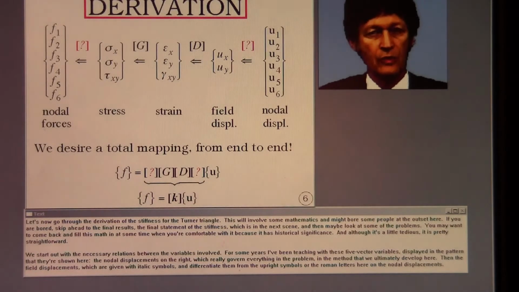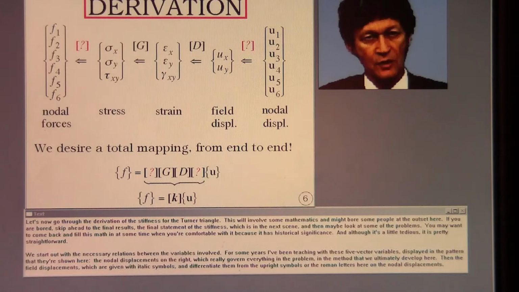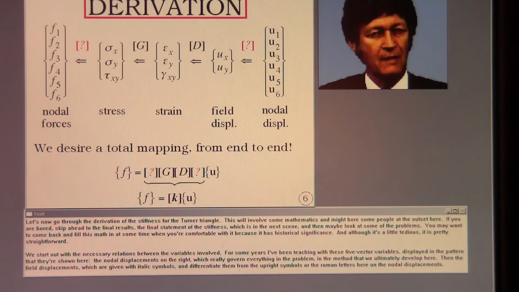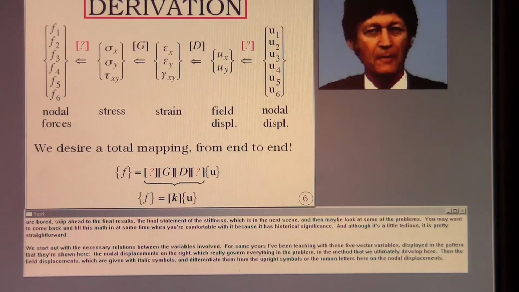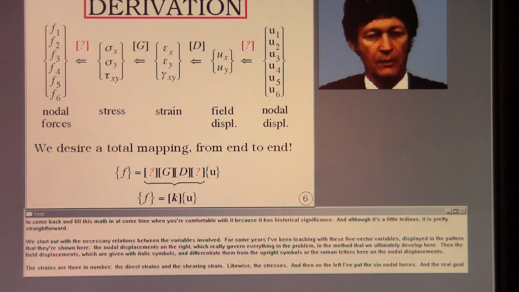Let's now go through the derivation of the stiffness for the Turner triangle. This will involve some mathematics and might bore some people at the outset here. If you are bored, skip ahead to the final results, the final statement of the stiffness, which is in the next scene, and then maybe look at some of the problems.